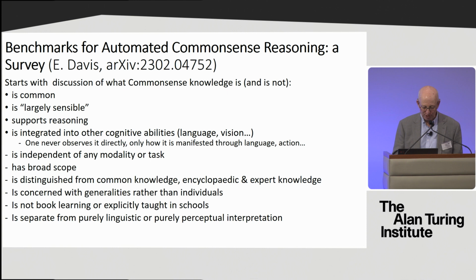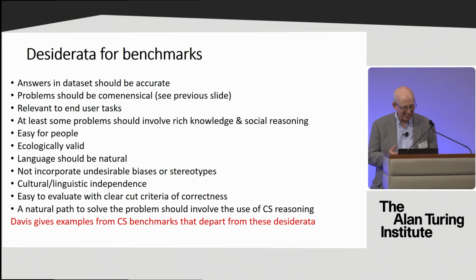He has a bunch of desiderata, and I'm not going to go through all of these in detail here. I do recommend you have a look at the paper. I think it's quite interesting. He gives a number of examples of standard CS common sense benchmarks which depart from these desiderata. So I think it suggests we should go back and look at some of these benchmarks and see whether they really are appropriate for the task of common sense reasoning or not.